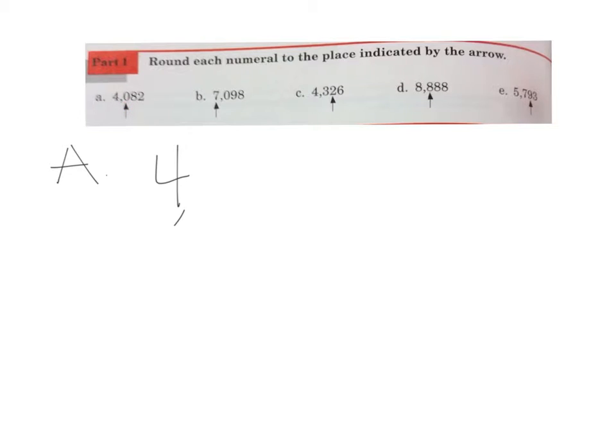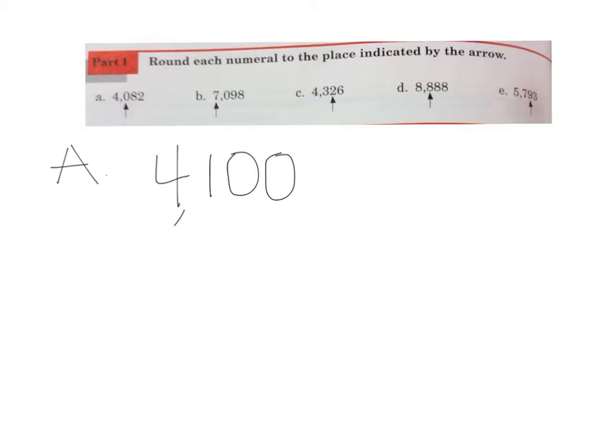So now I'm looking at the 0 in the hundreds place, and I'm going to look next door to the 8. And I have to ask myself, is 8 5 or above? And yes, it is above 5, which means that the 0 in the hundreds place will go up. So the hundreds place will become 1, from 0 to 1. And then remember that after we round, everything after the arrow becomes a 0. So 4,082 will round to 4,100.